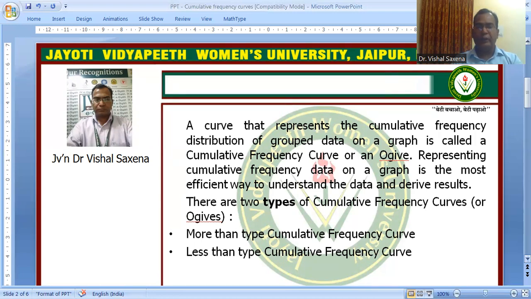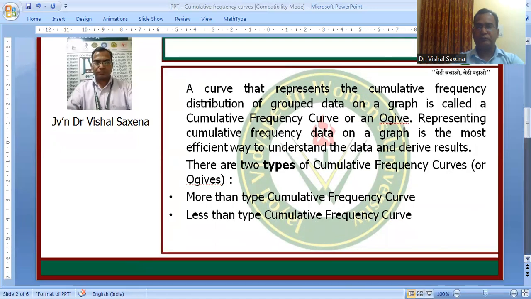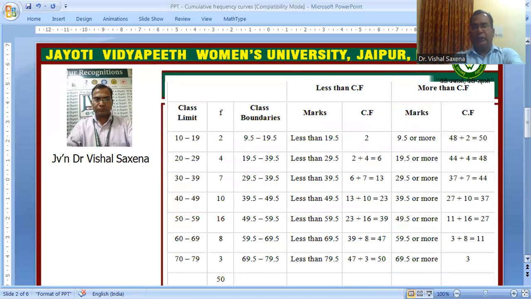The first is called the more than type cumulative frequency curve, also known as the more than ogive, and the second is called the less than type cumulative frequency curve, also known as the less than ogive curve. Now, what are the meanings of the more than and the less than cumulative frequencies, and how can we make them?